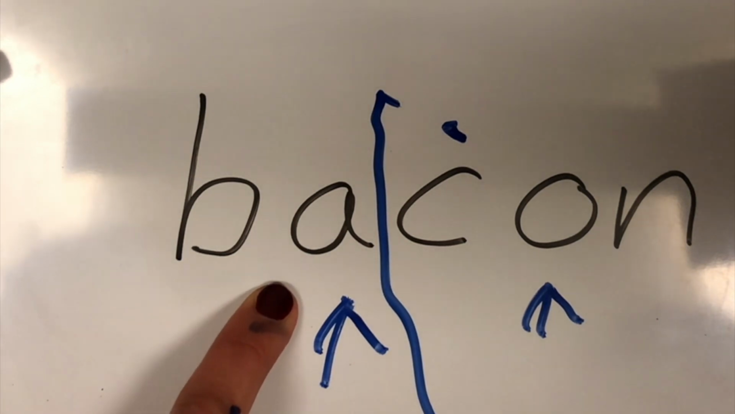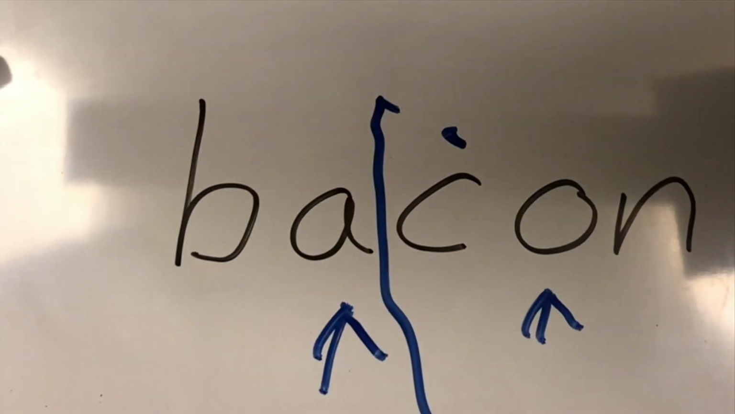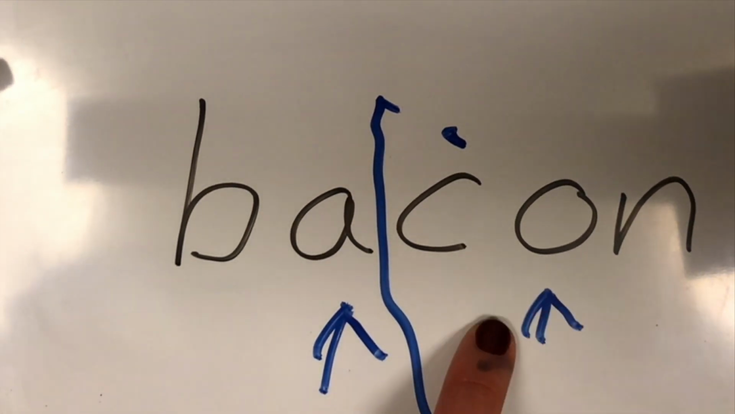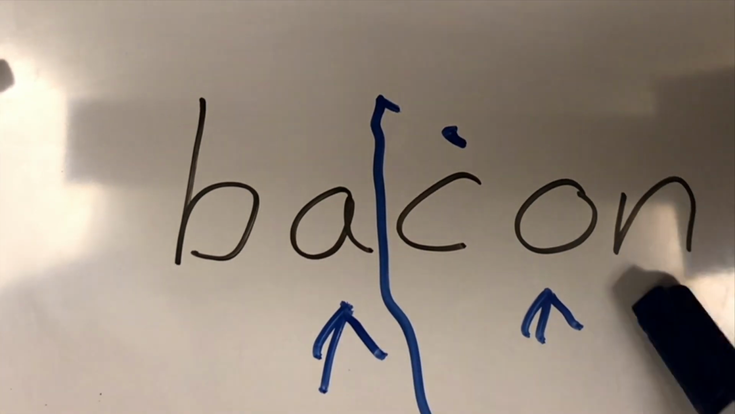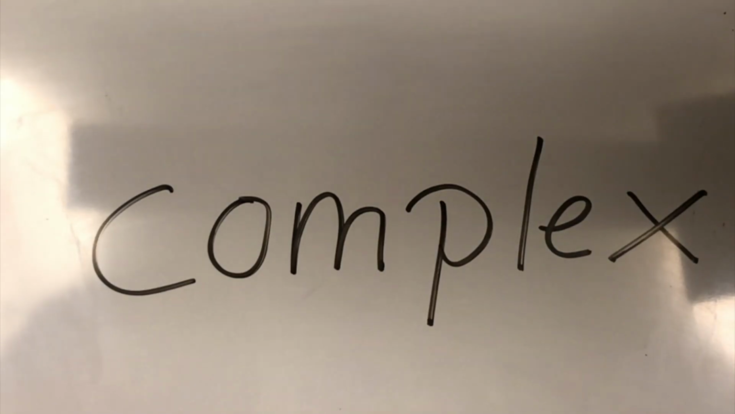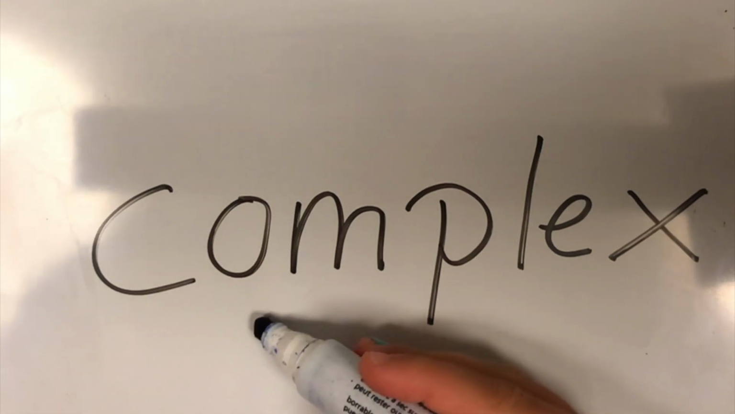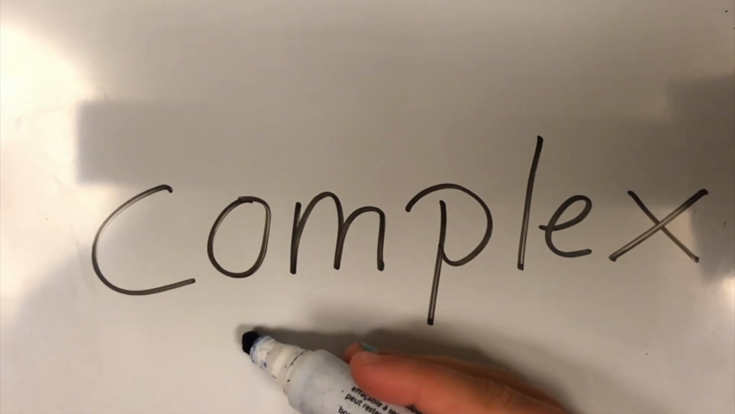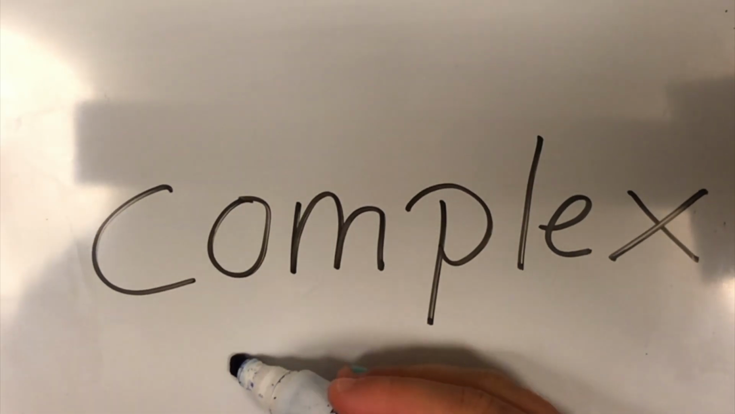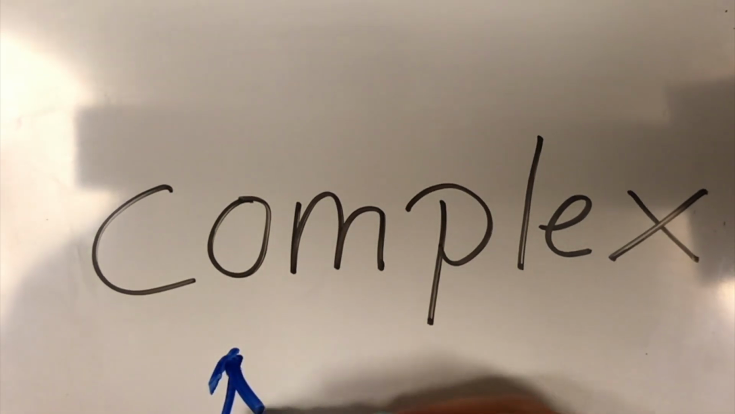Why do these letters say their name? Because there's no consonant at the end. Okay. And this one says its sound because there's a consonant at the end, yes. This is a tricky one. Let's see. So we find the vowels. We find the vowels.